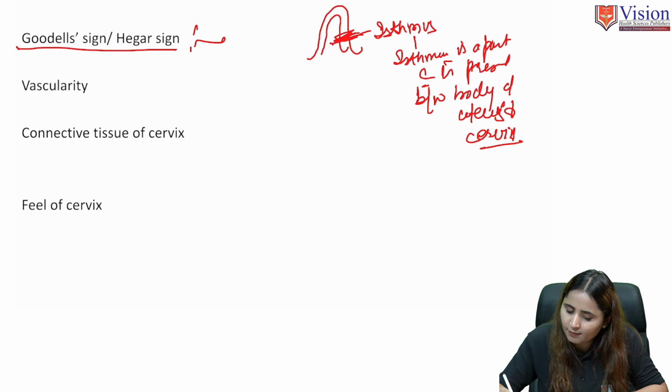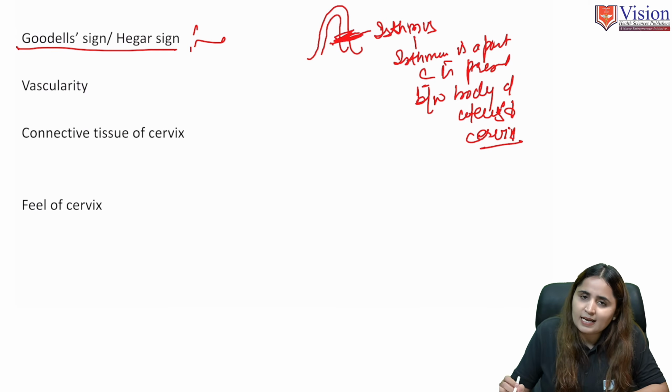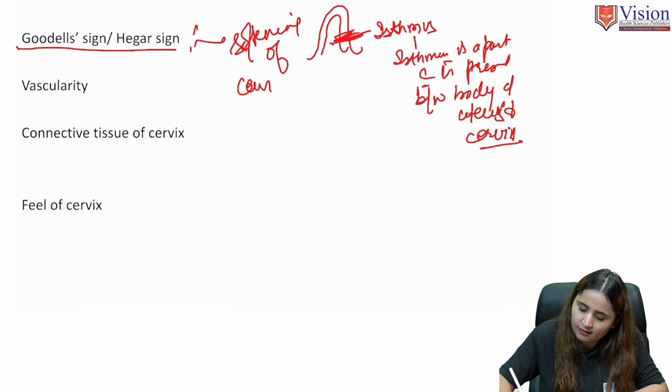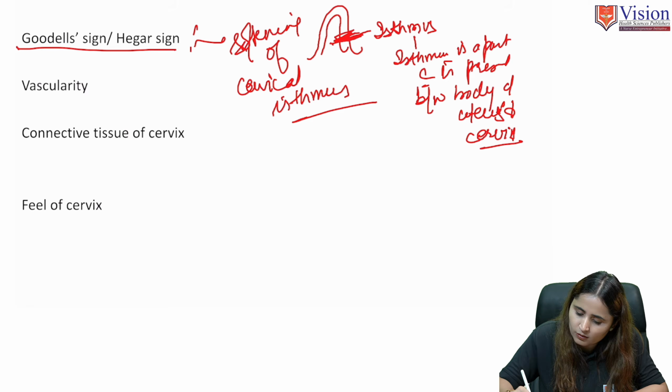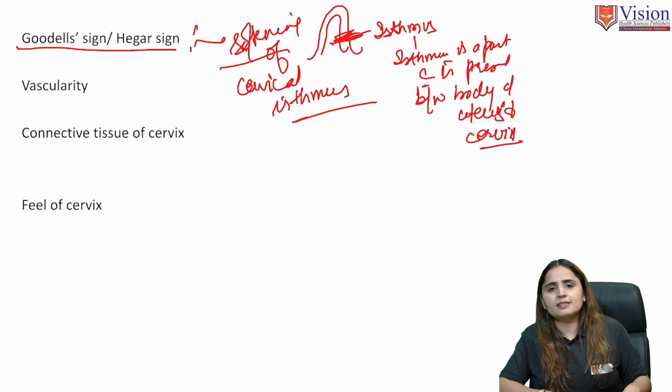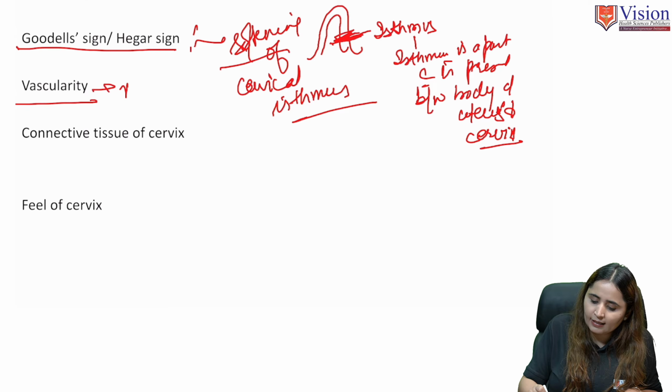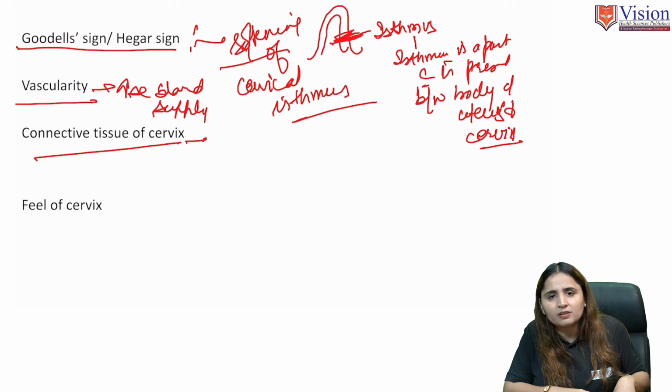So this part we call the isthmus. Goodell sign is the softening of the cervical isthmus. Remember, it is a very important sign. In the cervix we can see the Goodell sign, and also there is an increase in the blood supply to the cervix. Connective tissue of the cervix undergoes changes.